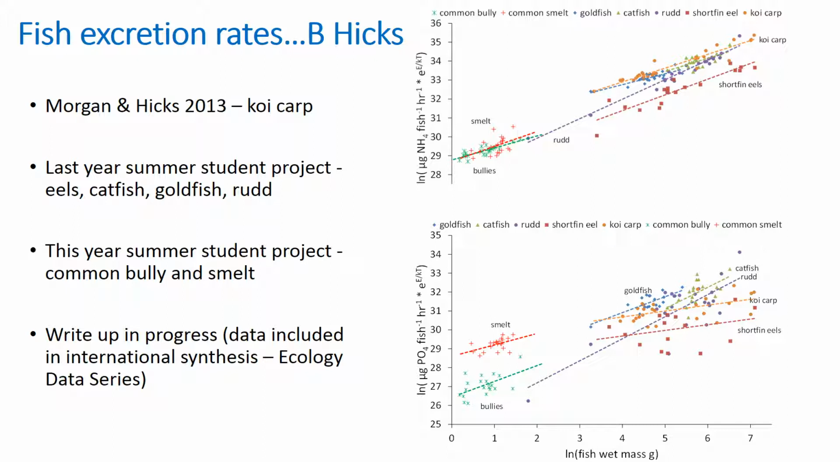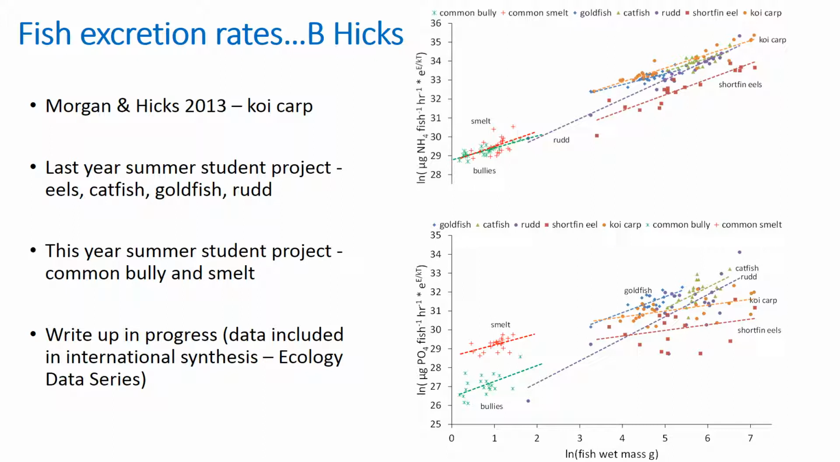So looking first at ammonia excretion, we can see that koi carp excreted ammonia at a much higher level per gram of fish wet mass than short-finned eels. And we can see down here smelt and bullies are on a similar sort of line to the other species, but obviously they're smaller. However, if we look at phosphate, we can see that per gram of body mass, smelt were excreting considerably more phosphate than bullies. But similarly, koi carp, as for ammonia, were excreting more phosphate than short-finned eels.